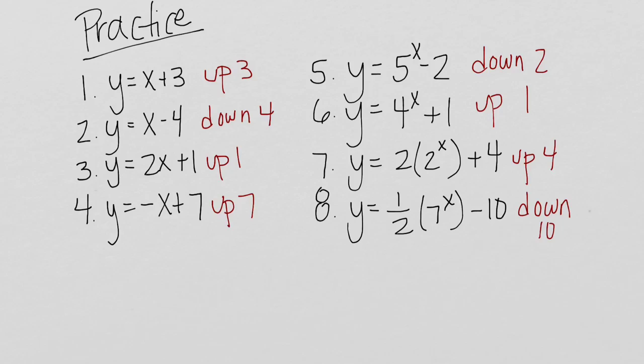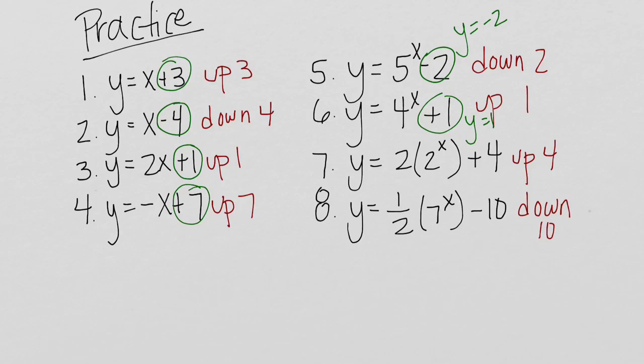Alright, here we go. So the first one's up 3, and we could see that by this plus 3. Next one's down 4, there's the minus 4. Plus 1, so up 1. Plus 7, so up 7. And same thing over here, minus 2, so that's down 2. That means the y-intercept is at y equals negative 2, if you wrote that. Plus 1 means up 1, and that y-intercept's now going to be at positive 1. Then you've got plus 4, which means up 4, so that new asymptote's going to be at 4. I think I said y-intercept a minute ago, I'm talking about the asymptote, sorry. And then minus 10, shift down 10, and your asymptote's going to be at negative 10.